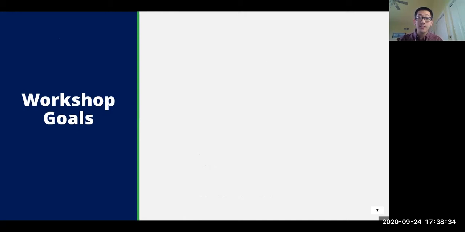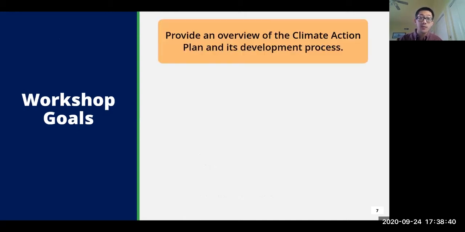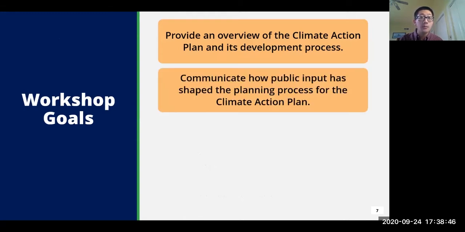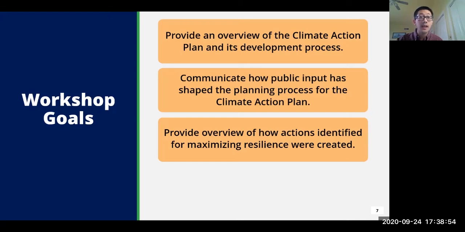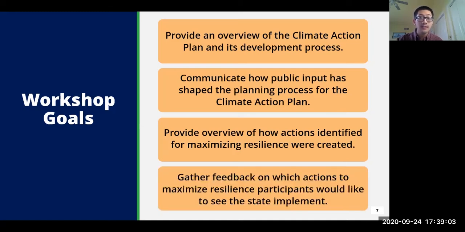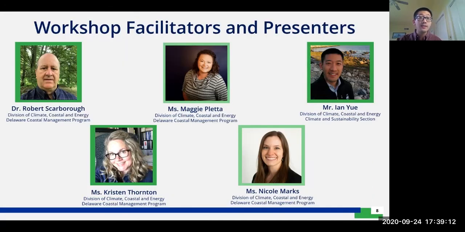Our workshop this evening has a variety of goals that we hope to accomplish in our limited time together. Goal number 1 is to provide an overview of the Climate Action Plan and its development process. Goal number 2 is to communicate how public input has shaped the planning process for the Climate Action Plan. Goal 3 is to provide an overview of how actions identified for maximizing resilience were created. And our fourth and final goal is to gather feedback on which actions to maximize resilience participants would like to see the state implement.